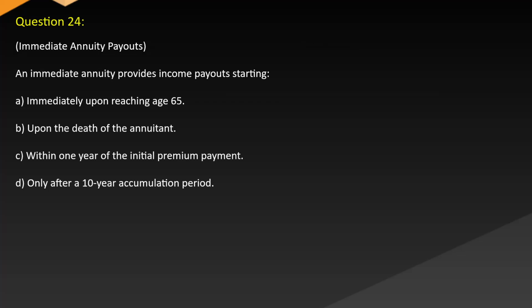Question 24. Immediate annuity payouts. An immediate annuity provides income payouts starting: A. Immediately upon reaching age 65. B. Upon the death of the annuitant. C. Within 1 year of the initial premium payment. D. Only after a 10-year accumulation period.